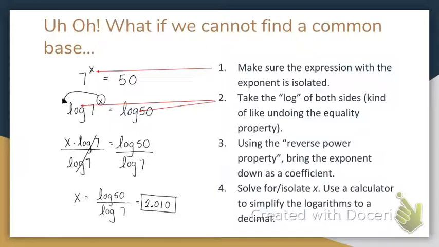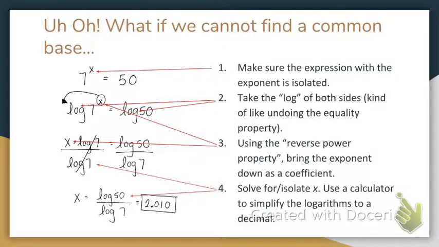From there, on step 3, we use the reverse power property. So typically we take coefficients and put them up as exponents. This is taking the exponent, which is x in this case, and bringing it back down so it's on the same level as the logarithm. Now it's a coefficient. Again, we're undoing these properties of logarithms that we've been using so that we can get that x all by itself. We want to get it out of the exponent so that we're allowed to get it by itself.